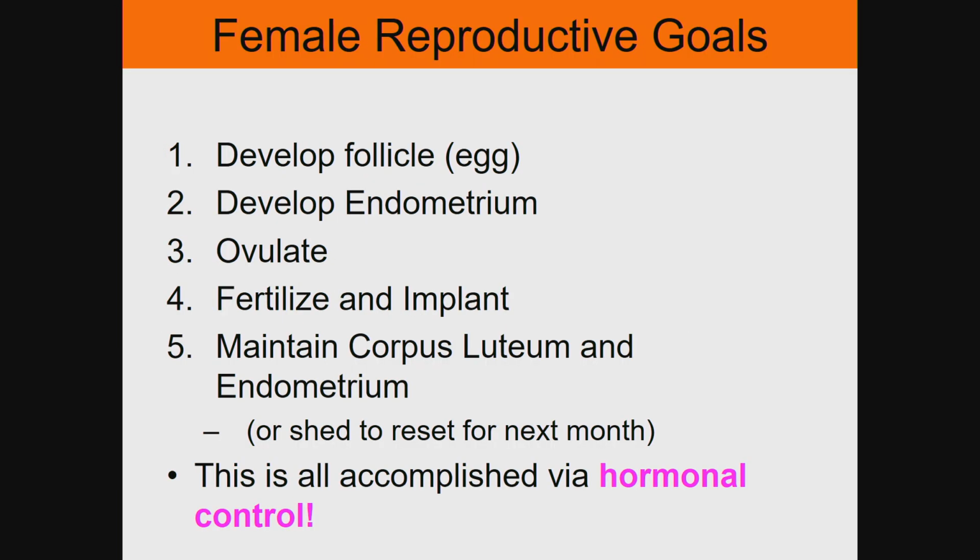Female reproductive goals include developing a follicle, which makes an egg, developing the endometrium, the lining of the uterus, ovulating, fertilizing and implanting, and maintaining the corpus luteum and endometrium, or shedding to reset for the next month. This is all accomplished via hormonal control.